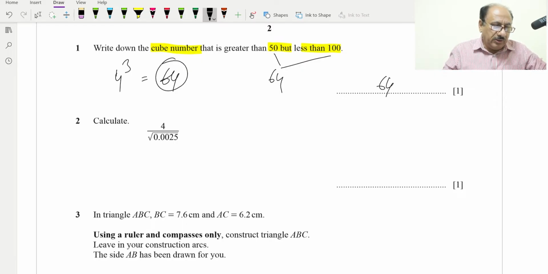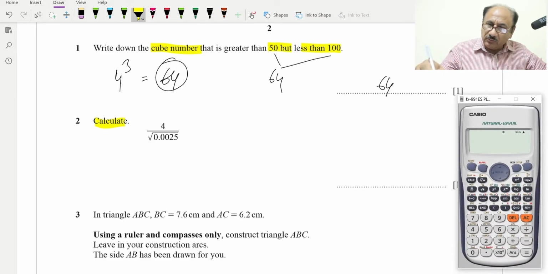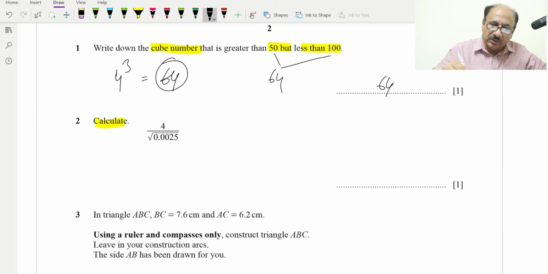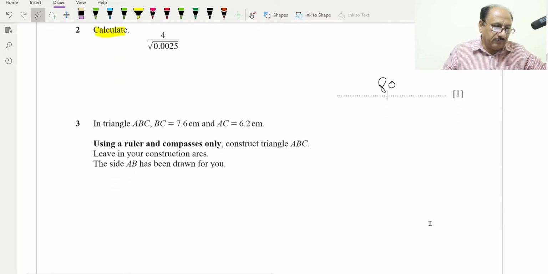Now calculate, question number 2. We have to calculate this and we can use a calculator for that one. So 4 divided by the square root of 0.0025, and this will be equal to 80. So we can write the answer as 80. This will be our answer for question 2.